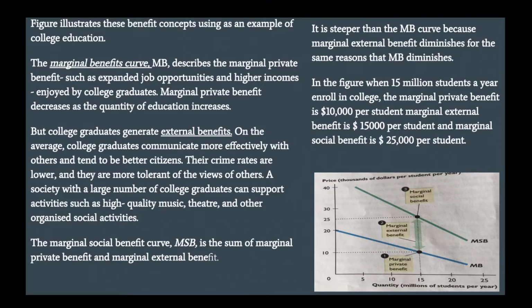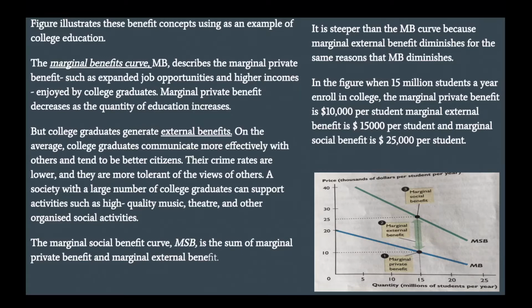But college graduates generate external benefits. On average, college graduates communicate more effectively with others and tend to be better citizens. Their crime rates are lower and they are more tolerant of the views of others. A society with a large number of college graduates can support activities such as high-quality music, theatre, and other organized social activities. The marginal social benefit curve, MSB, is the sum of marginal private benefit and the marginal external benefit.